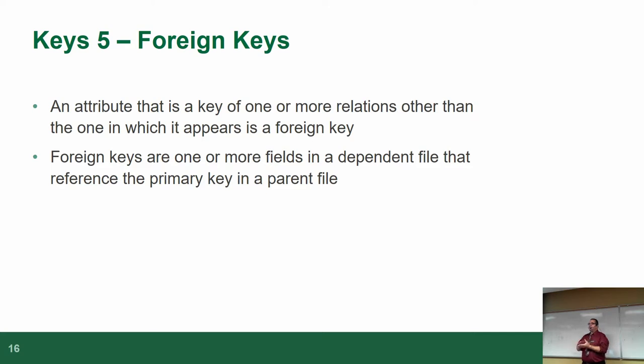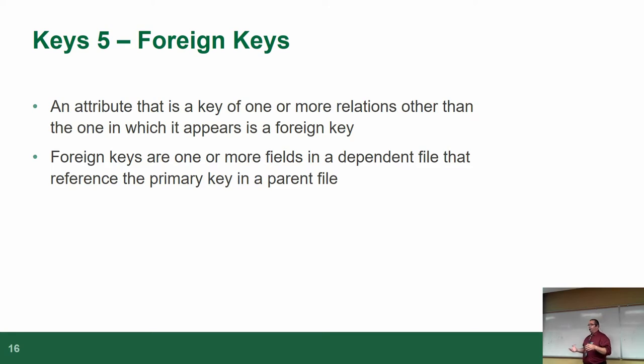Now we have foreign keys. That one gets a little sketchy, and I'm going to talk about it at a very light level today. I'm going to talk about it more in detail next week, I think. A foreign key is an attribute whose value comes from another attribute.